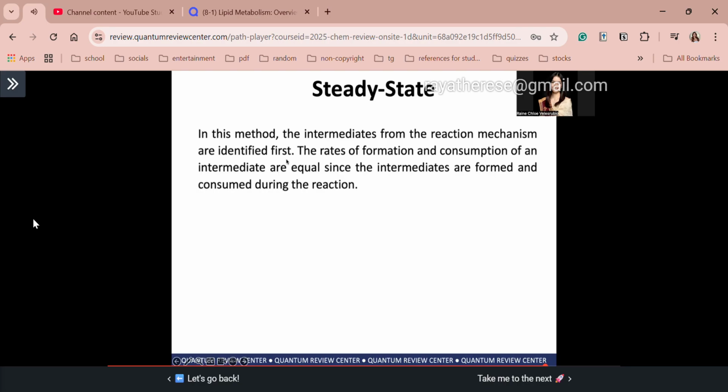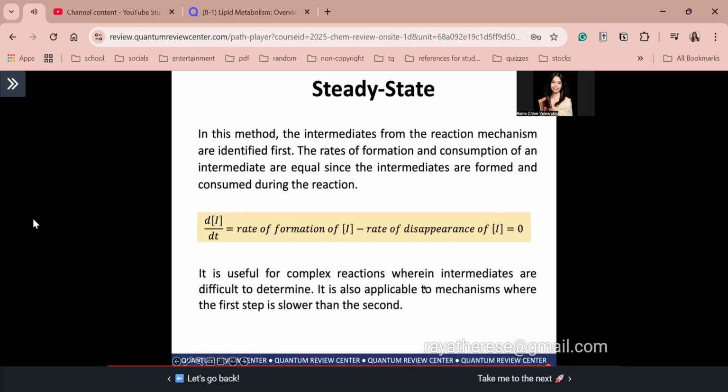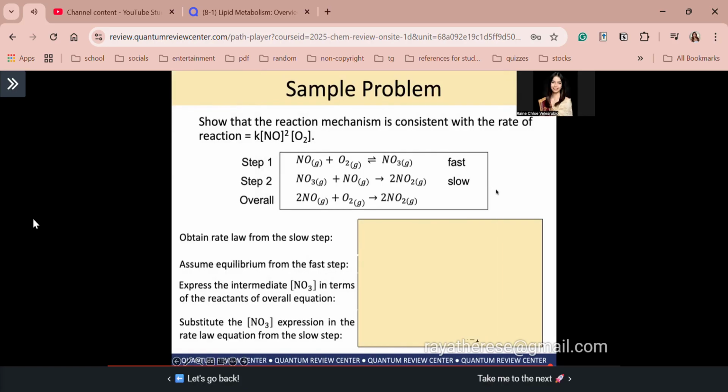Okay? Again, because the intermediates are formed and consumed throughout the reaction mechanism. So, the relationship for that is, okay, the change in the intermediate as time progresses is equal to the rate of formation of the intermediate minus the rate of disappearance of the intermediate is equal to 0. Okay? So, useful ito for complex reactions wherein intermediates are difficult to determine. Applicable din siya where the first step is faster than the second. So, guys, very helpful ang steady state approximation method. And to know more how to use it, let's answer the sample problem together.